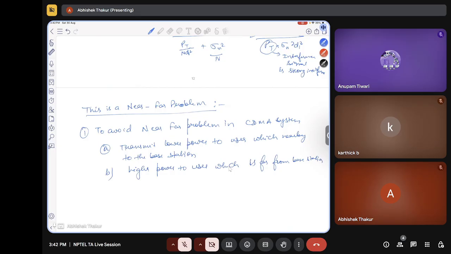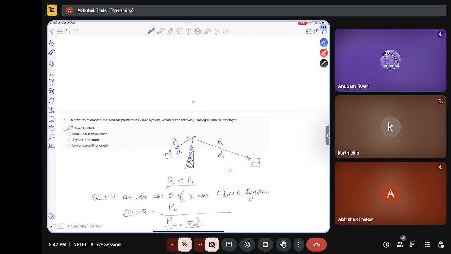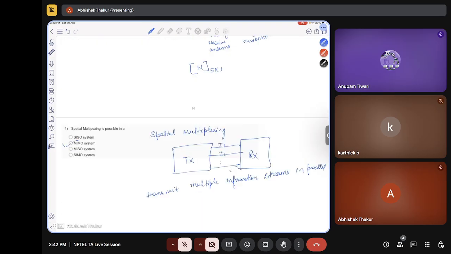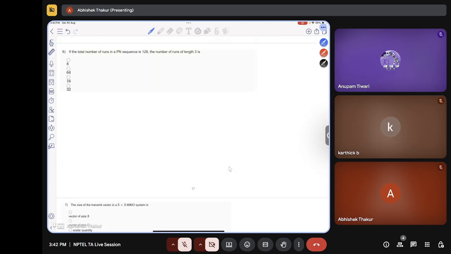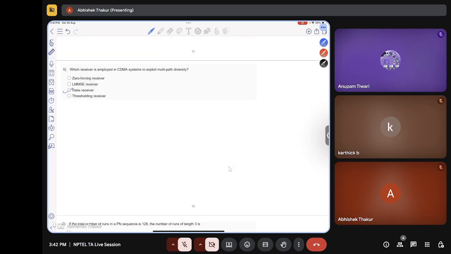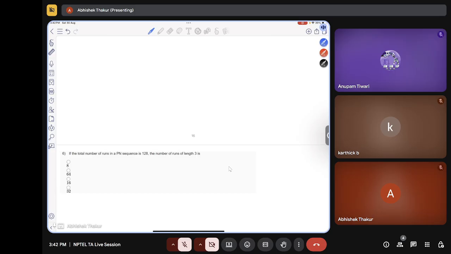The same question is there. So P1 should be less than P0 because this is the user nearby. So P1 should be less. This mechanism is also known as power control strategies. So this is used to overcome the near far problem in CDMA system.